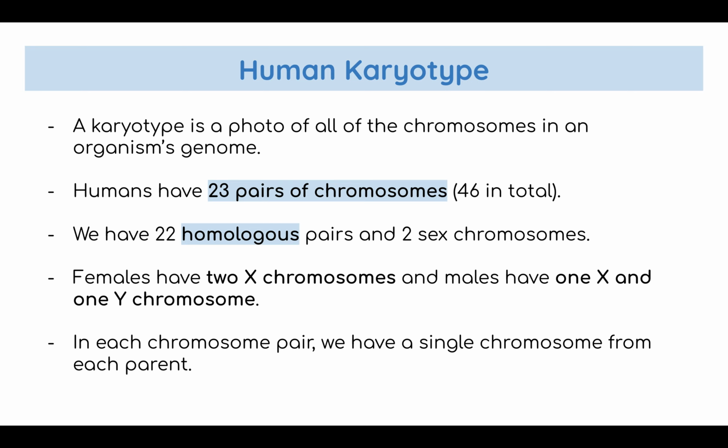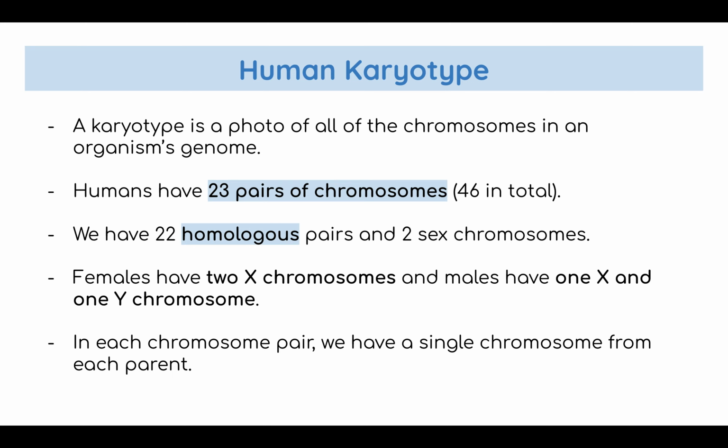Humans have got 23 pairs of chromosomes, so that's 46 total. And we've got 22 homologous pairs. So homologous kind of means that they go together, they're the same. And then 2 sex chromosomes. So you might have heard about females being XX and males being XY. That is our 2 sex chromosomes. So the 2 chromosomes that you get determines whether you are a female or a male.